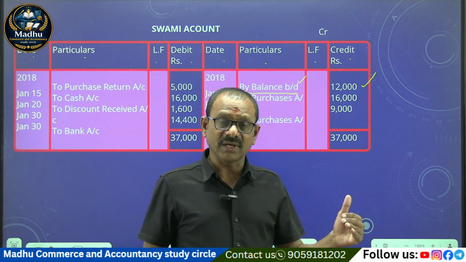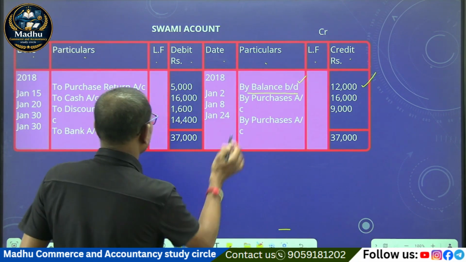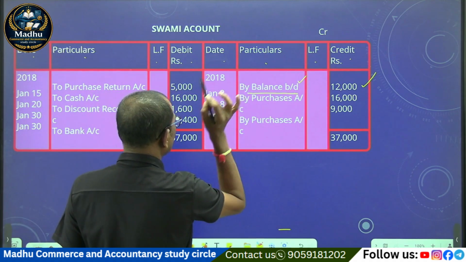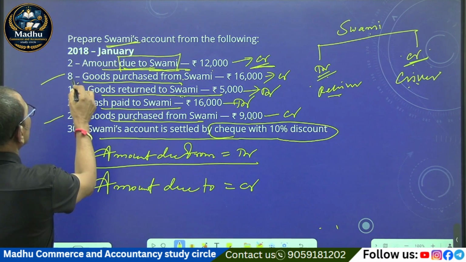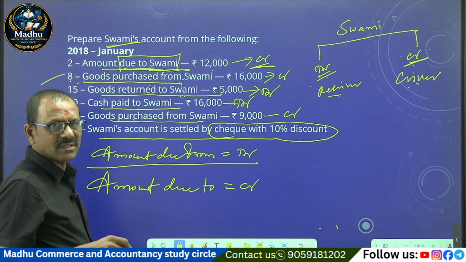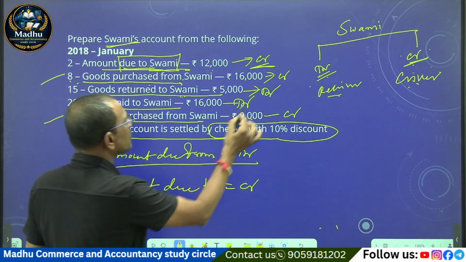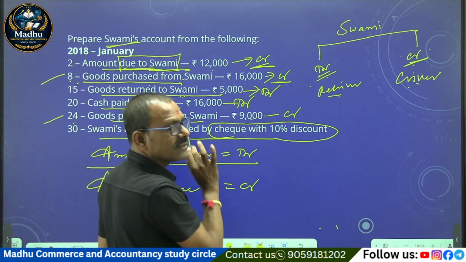If it is receiver, debit side. If giver, credit side. Now for balance brought down, 2018 January 2nd date is given. Okay. Now here goods purchased from Swami. Swami is the giver. We purchased from Swami. Swami is the giver means which side we recorded? Credit side. Already we made a trick, no? Credit is there, so that's why credit side.